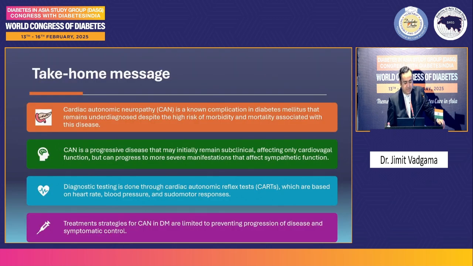Drugs, I've already mentioned. And to summarize, it is a very common but undiagnosed condition. It is a progressive disease, and diagnostic testing can be done with cardiac autonomic reflex tests, which are based on heart rate, but availability, time consumption and cost are an issue. Treatment strategies are very limited once the patient is diagnosed, and it is just to prevent progression with good glycemic control, and for symptomatic control we can use drugs.